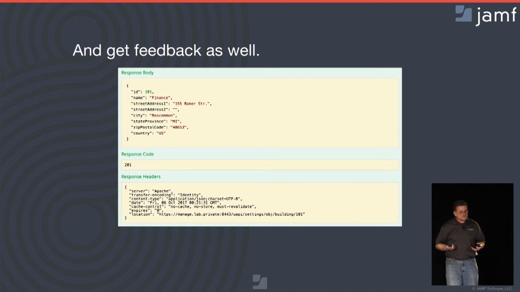Below that, it gives me the response body. Did it get created? Do I have an error? It gives me the response code. So in the response body, I have an ID of 101, which indicates that it did get created. That's the ID of the object.